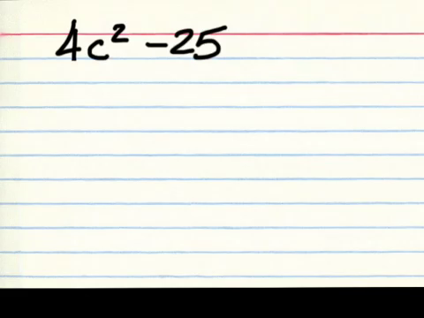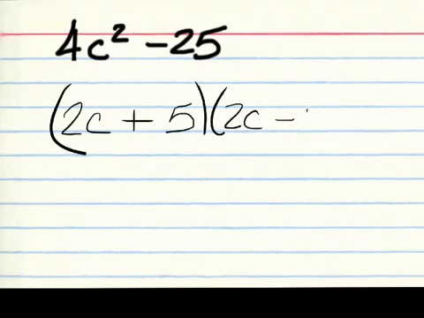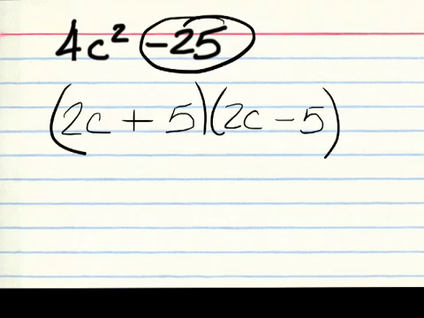On this one, there are two perfect squares. You have 4c to the second and 25. Find the square root of each one. So it's 2c plus 5, and then 2c minus 5. If you don't know the square roots, use a calculator to do this.